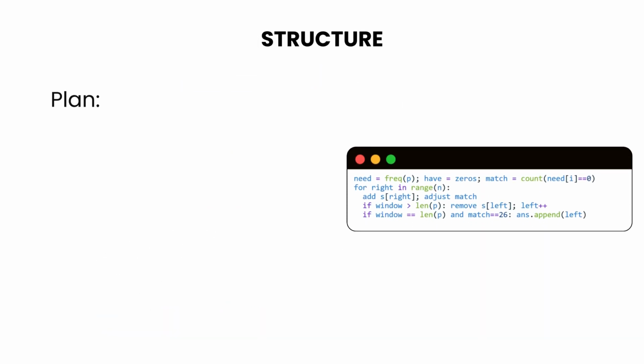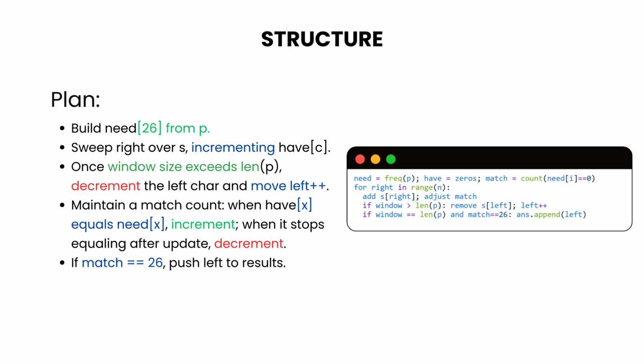Here is the structure. Plan. Build need[26] from P. Sweep right over S, incrementing have[c]. Once window size exceeds len(P), decrement the left char and move left++. Maintain a match count. When have[x] equals need[x], increment. When it stops equaling after an update, decrement. If matches equals 26, push left to results.